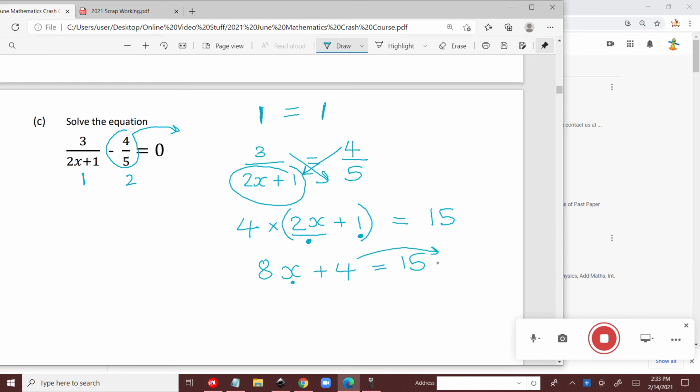Throw across positive 4, you get minus 4. 8x is equal to 11. Therefore, x is 11 divided by 8. That's the end of that particular question.